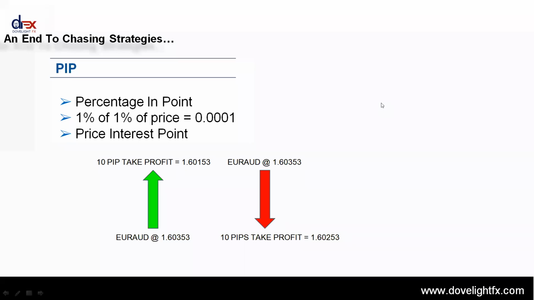So what I just want you to note is that the pip, in a nutshell, is simply the smallest change in the price of an asset. In our case, as we are dealing with the Forex market, it is the smallest change that occurs in the price of our currency pair. I hope we understand this. The pip, also known as percentage in point, is the smallest change in price that can occur in the price of an asset, in our case, our currency assets. I hope we get that.